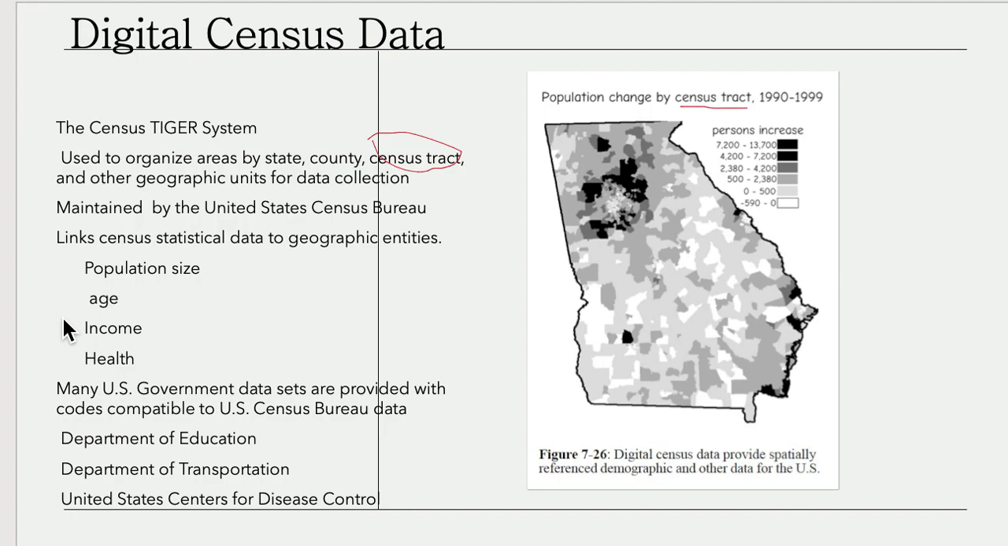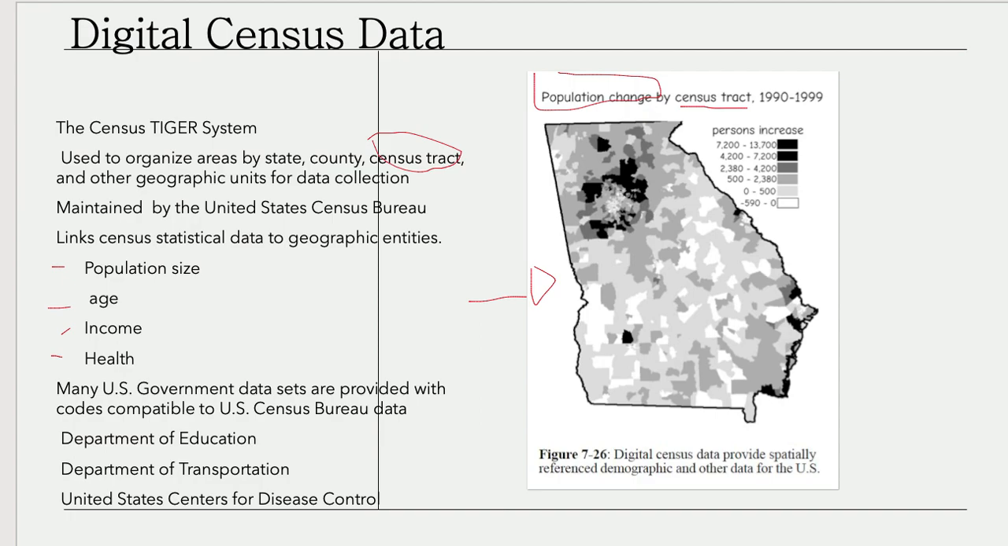Again, this is maintained by the United States Census Bureau, and this links census statistical data to geographic entities. Like we see here, our statistical data is population change, and we're linking it to geographic census tracts. Other data that you could map are population size, age, income, and health.